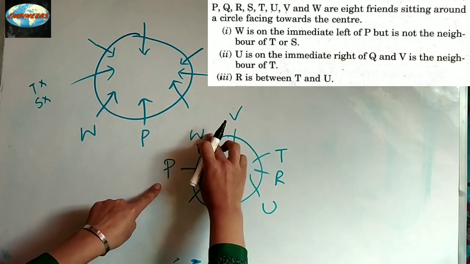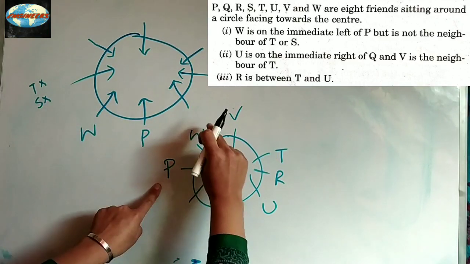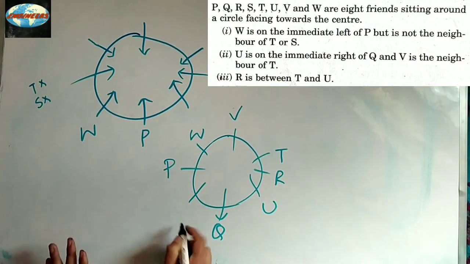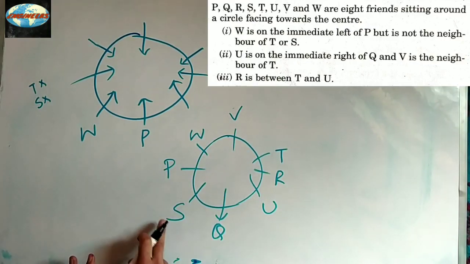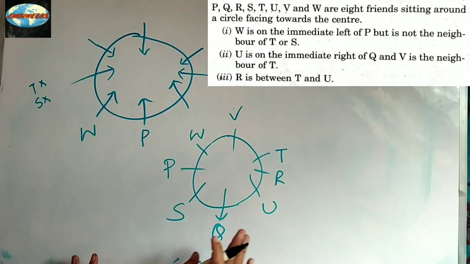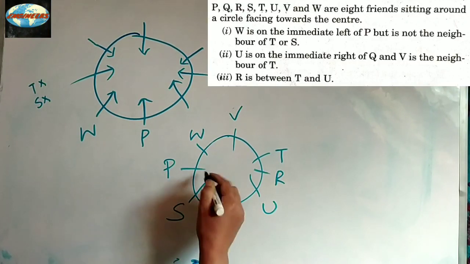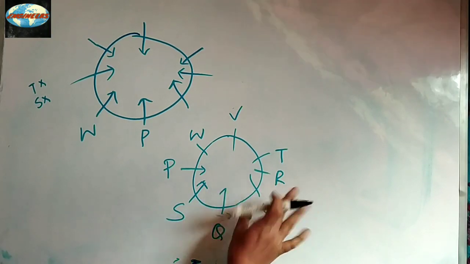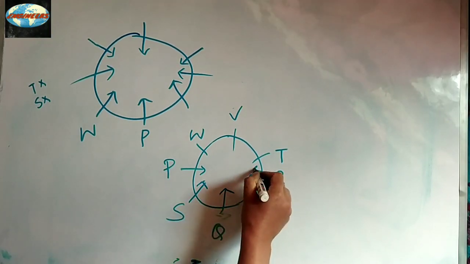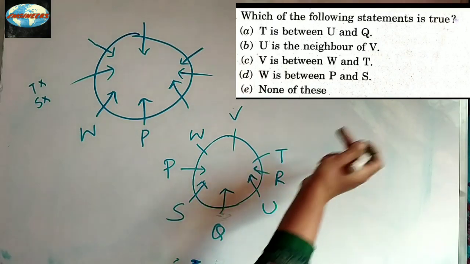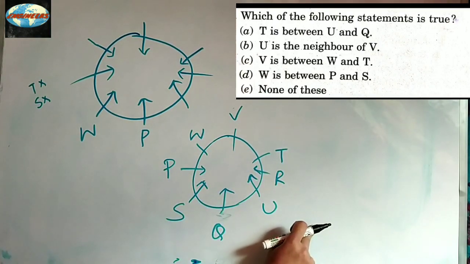So S. The condition was S and T cannot be the neighbors of W. Is there? No. So we are left with S. Fine. S is not the neighbor of W. T is not the neighbor of W. So all the conditions are met. So now the question is, which of the following statements is true?